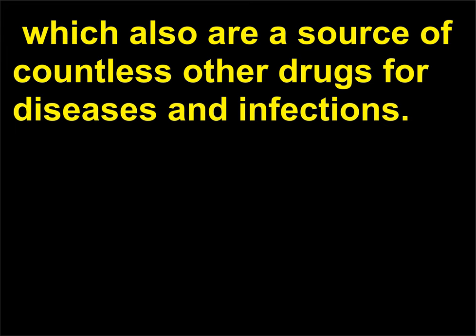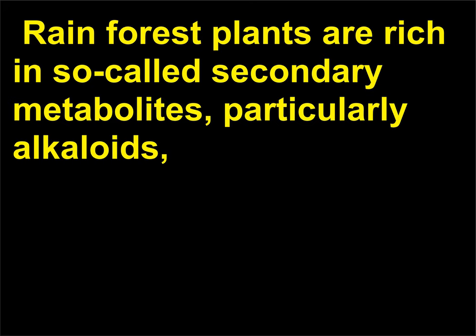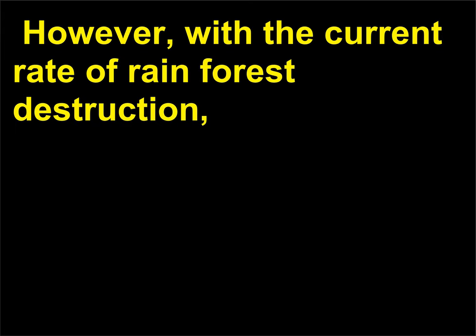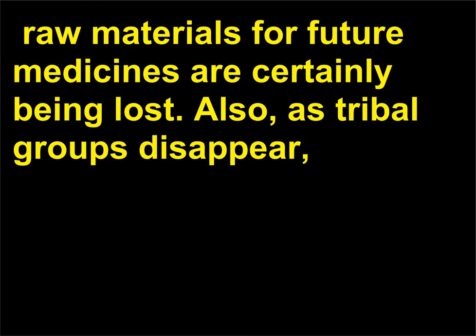Rainforest plants are rich in so-called secondary metabolites, particularly alkaloids, which biochemists believe the plants produce to protect them from disease and insect attack. However, with the current rate of rainforest destruction, raw materials for future medicines are certainly being lost. Also, as tribal groups disappear, their knowledge of the properties and uses of these plant species will be lost.